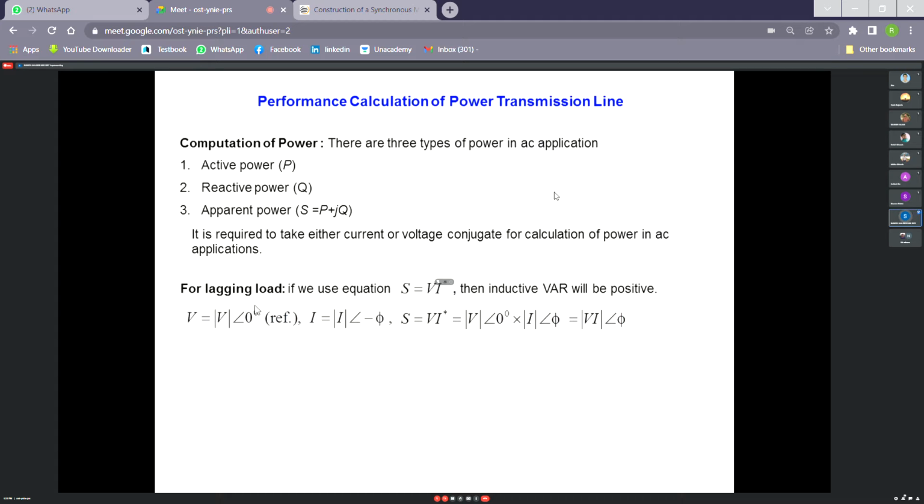So for lagging load, if we use S equal to VI conjugate, then you see if we are conjugating current, then current is lagging for inductive load, so obviously the inductive VAR will come positive. Because if V is reference, I is at an angle minus phi, then we are taking conjugate of that. So apparent power will be VI at an angle phi plus phi if it is lagging load. So the inductive VAR for lagging load will come positive in that case.